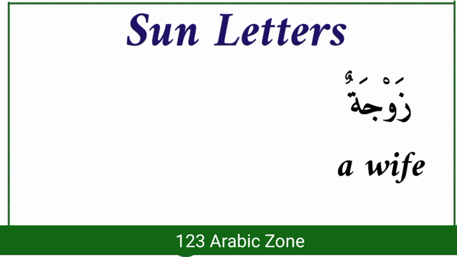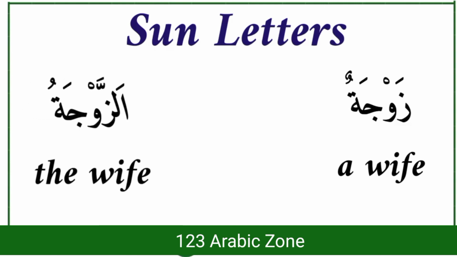The next one is zawjatun. Zawjatun means a wife. So with the addition of al, it will become az-zawjatu. Az-zawjatu means the wife. So in all of the above examples, we see that the al is written but not pronounced.